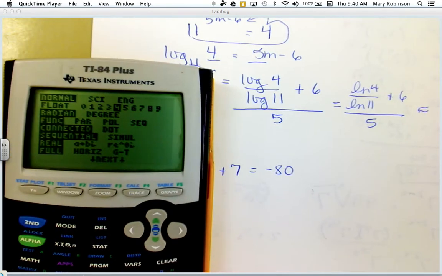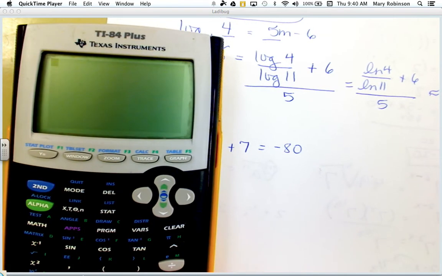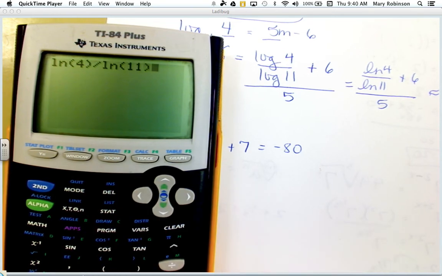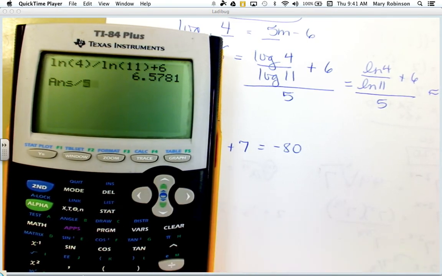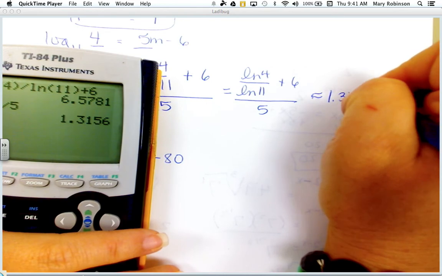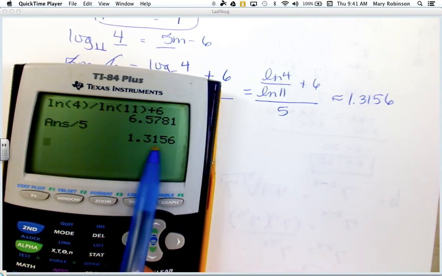And then it doesn't really matter if you type in the log or the natural log. They are equivalent expressions. So I'll just type in natural log of 4 divided by natural log of 11 plus 6. I'm going to type in the numerator first and hit enter, and then divide by 5, enter. And I get 1.3156.